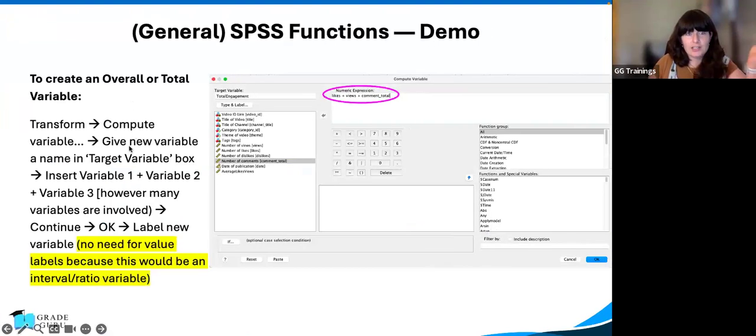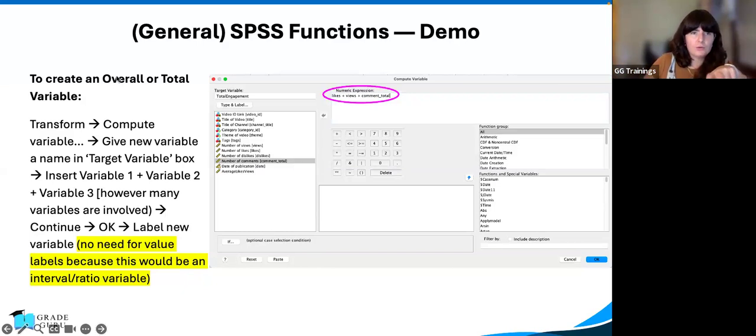Okay, then the other function is also using compute variable, but now you're not creating an average, just creating a total. And a total can include variables that can be measured in different ways, as long as you're aware of how they're measured in different ways. So one of the most common uses of a total variable would be an IQ test, where they just add up everything, and then you have a range where if your IQ is between 120 and 140, then you fall into a certain category.